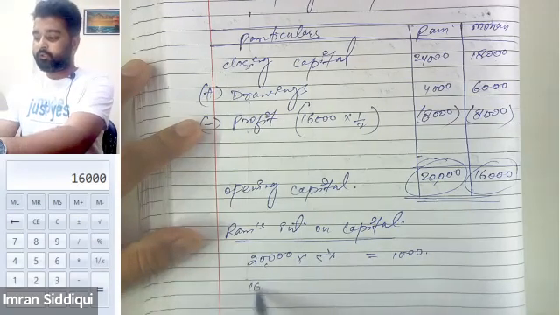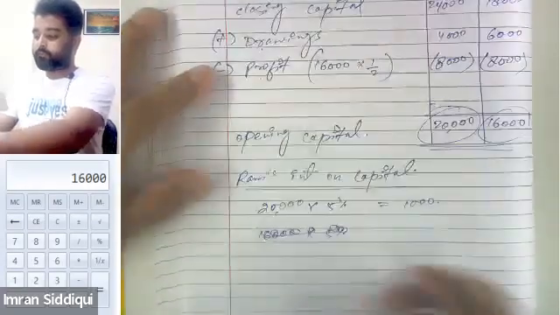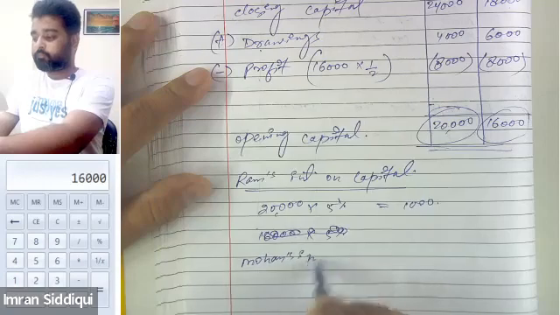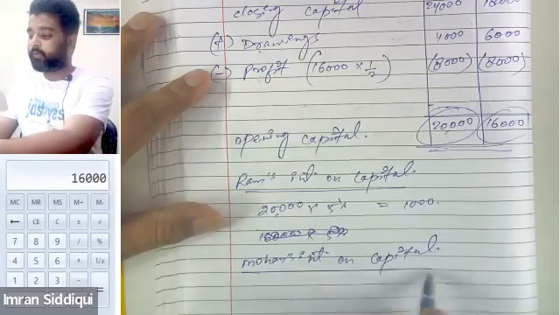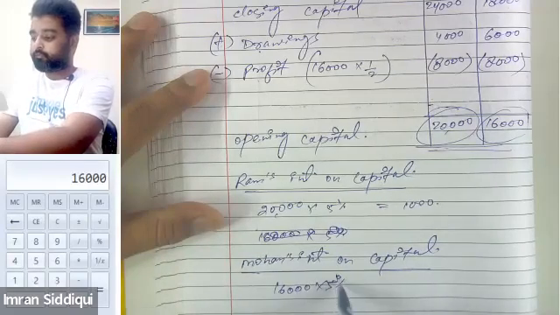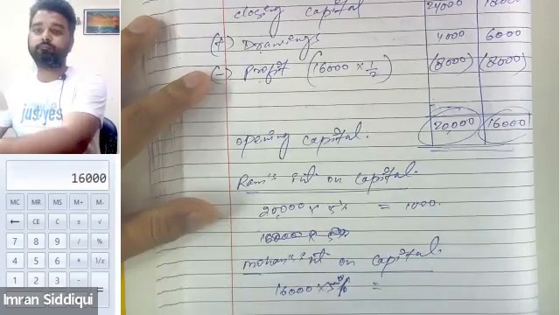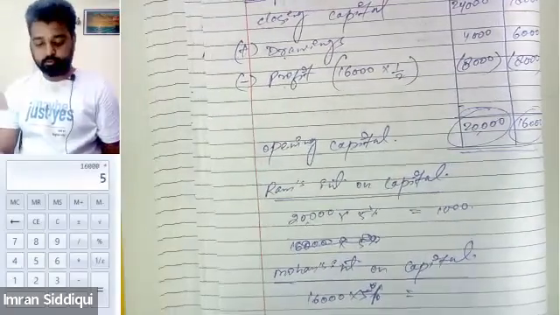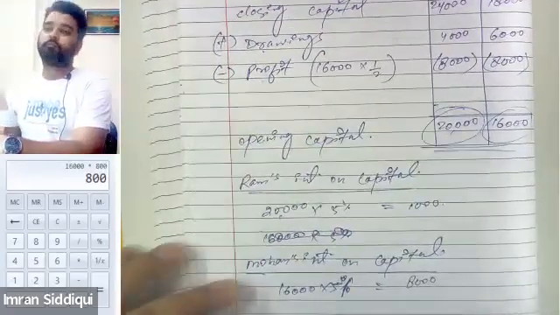And similarly, on 16,000, 5% of interest will be calculated, which will be Mohan's interest on capital. So Mohan's interest on capital will be how much? It will be 16,000 into 5%. This will be 800. Am I clear, both of you? Yes, sir.